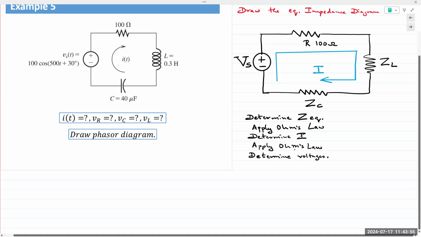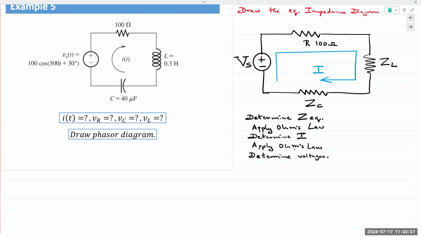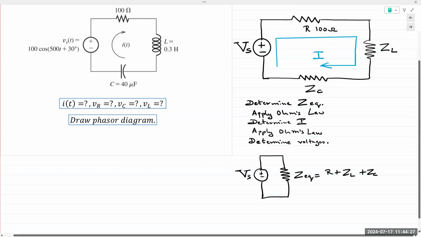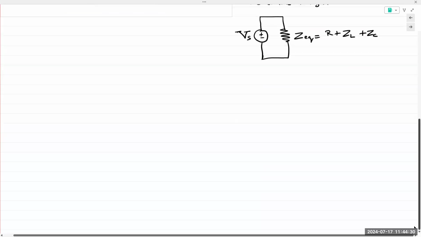So again, the steps have not changed. Circuit analysis is still the same. It's only the math that is different. So let's find ZEQ. What would be ZEQ? ZEQ would simply be, because it's a series circuit, R plus ZL plus ZC.